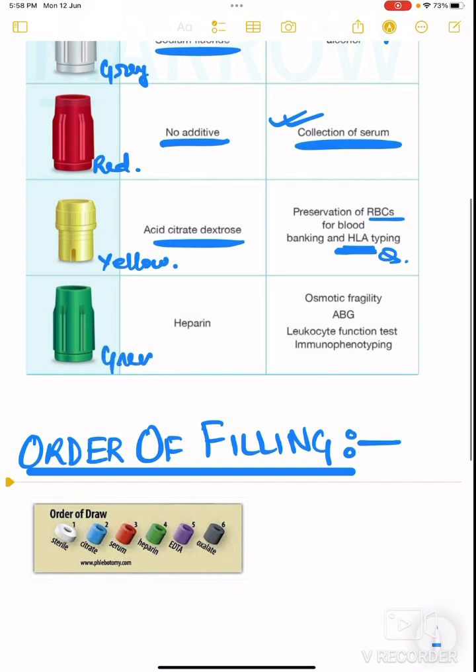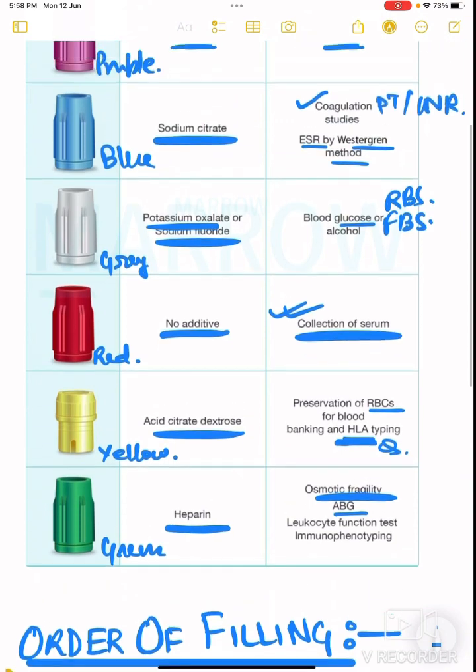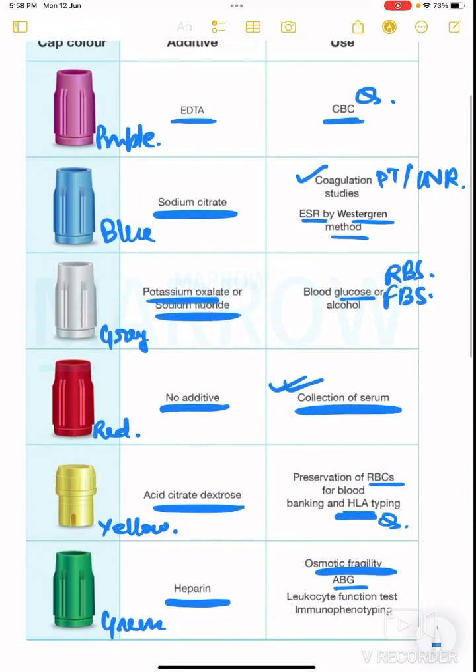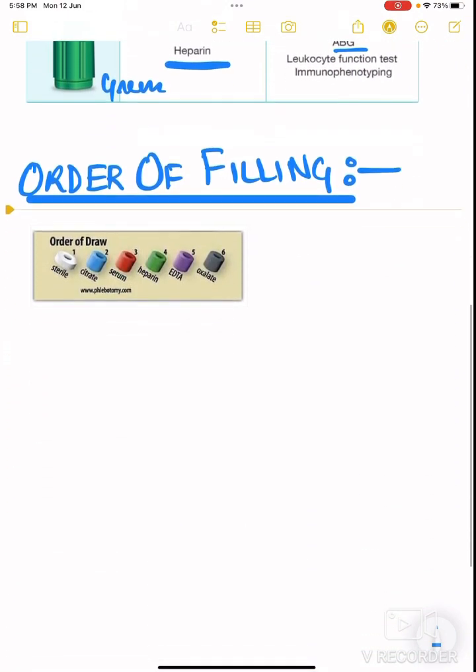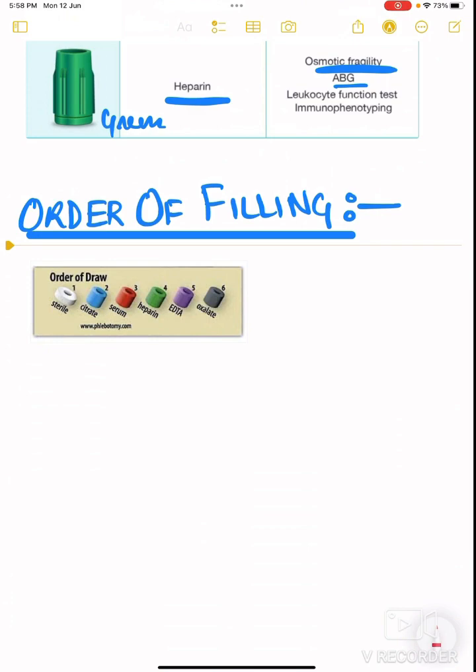Now coming to the green vial. Green vial contains heparin and is used for ABG. Of course, we all know that, and also osmotic fragility testing. So this is everything that is asked from this particular topic. One more thing that is very important and is generally asked nowadays, because everyone can solve this particular part, is that they have started asking a new type of question, order of filling.